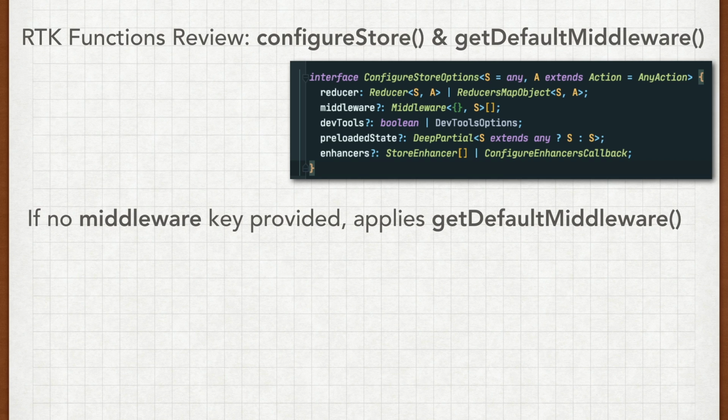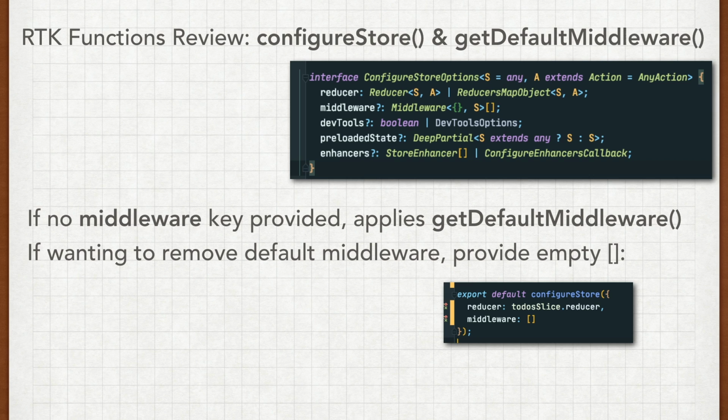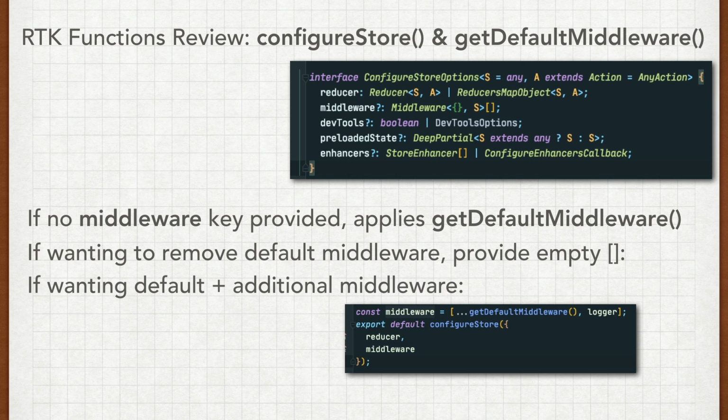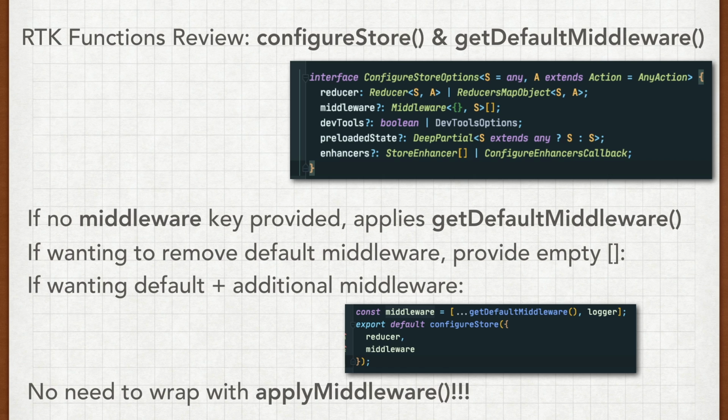Again, if you don't have this middleware key within your configureStore, then it will just apply those two as default. Now, if for whatever reason you wanted to remove those 2 default middlewares, then you could just provide an empty array as the value, like so. Now, if you wanted to add the defaults and additional middlewares to your Redux store, then make an array. In my example, I just called it middleware. Spread the getDefaultMiddleware. This will spread the default middlewares into the array, and also add the additional middlewares after that. And then connect that to your configureStore, and that will add it to the store. So remember, if you're coming from Redux, this is important.